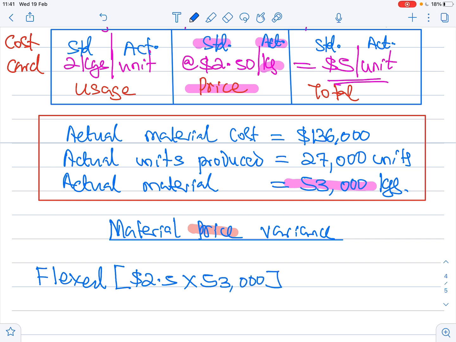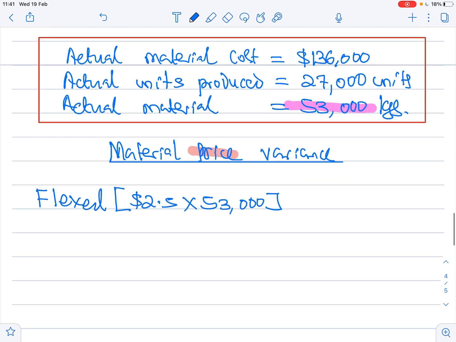I need someone to quickly multiply this and give us the answer. Please help us put the answer in the comment section. Yes, what do you have? 2.5 multiplied by 53,000. Anybody? All right, thank you. So this is going to be 132,500.